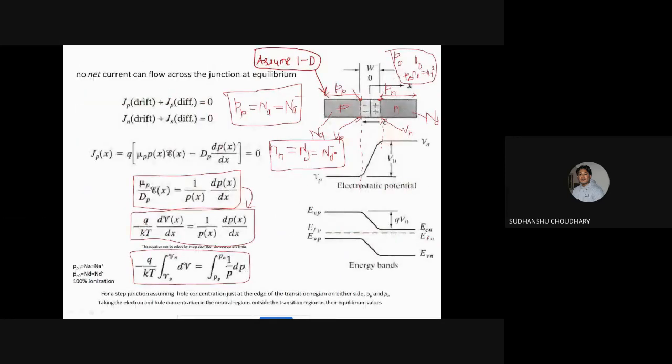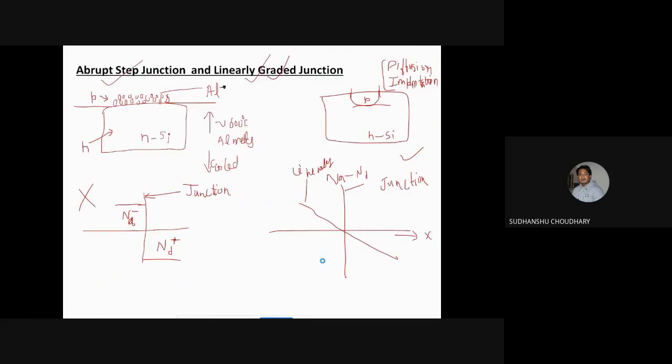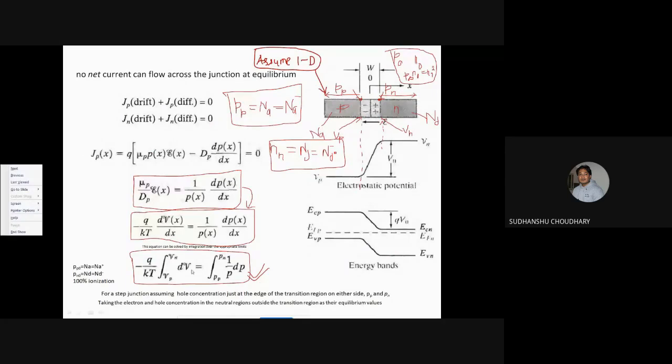This equation we again copy because our aim is to find out the built-in potential V naught. So let us copy this equation to the next page. Considering the limits, one can integrate it. So this will simply become minus q by kT (Vn minus Vp). And this 1 by p will become log p, that is log Pn minus log Pp. Right, so that is what has been done over here.